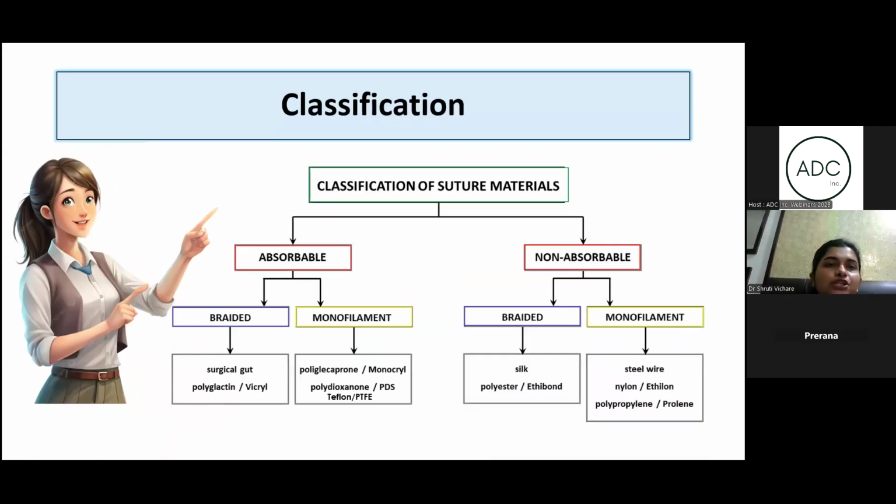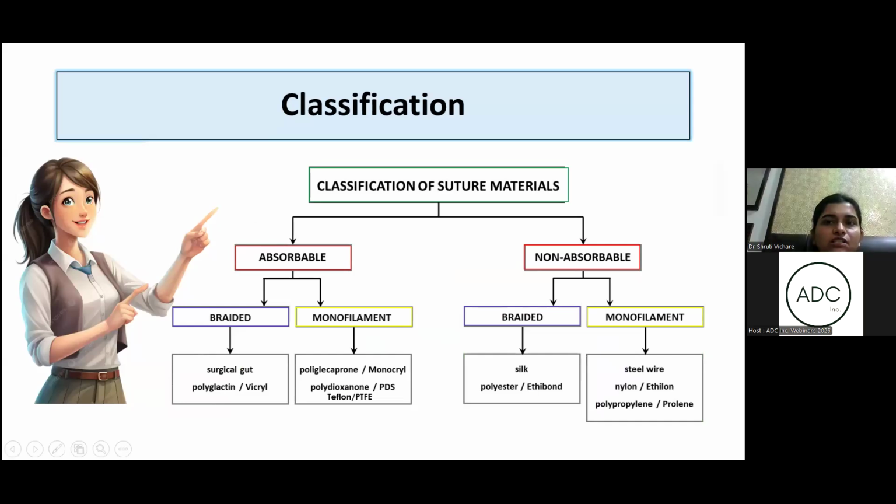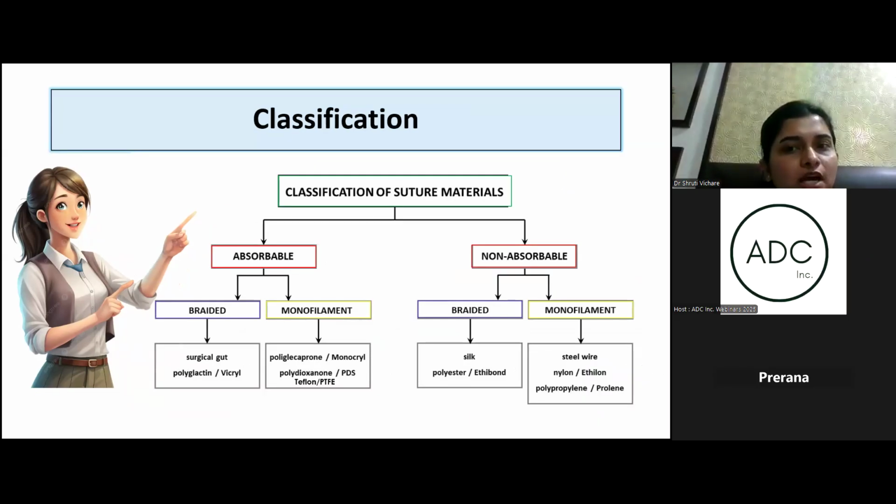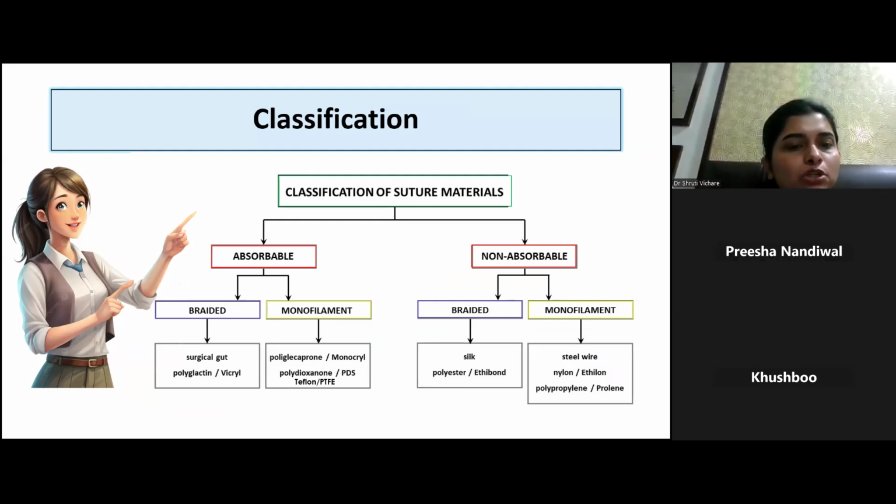Now coming to the classification. I have generally observed that there is a lot of confusion when it comes to the classification of sutures. So I have given two different classifications of sutures for ease of understanding. The first one broadly divides suture materials into two parts, that is absorbable sutures and non-absorbable sutures. Absorbable sutures are further divided into braided and monofilament sutures, and non-absorbable ones are again further divided into braided and monofilament. So under braided absorbable sutures, we have surgical gut, we have Vicryl.